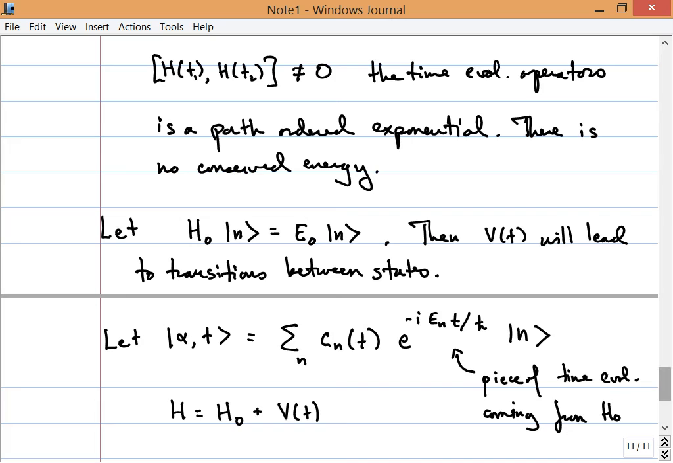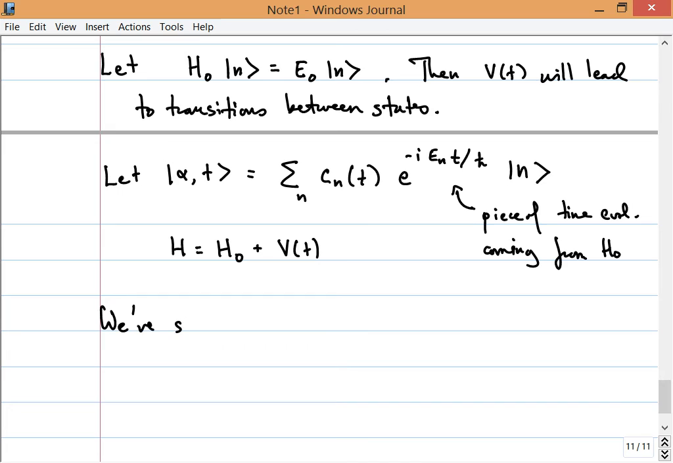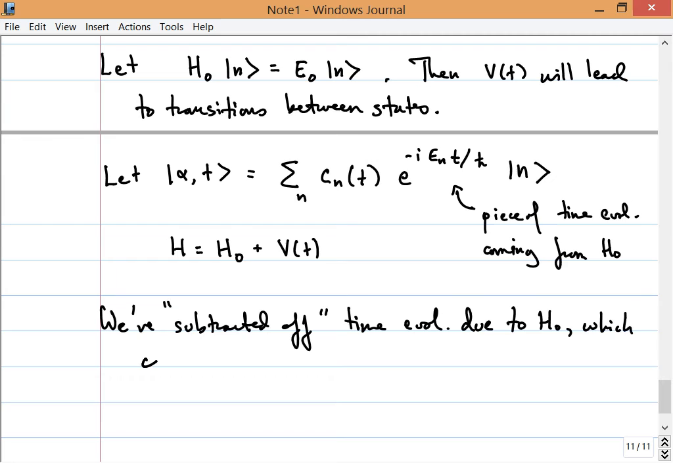So for example, if V is equal to 0, then all those c sub n's are just going to be constants in time. And the periodic oscillation of that oscillating phase factor due to H naught is already factored out. So this means that we've essentially subtracted off the time evolution due to H naught. And in fact, this can be regarded as a new picture in quantum mechanics.